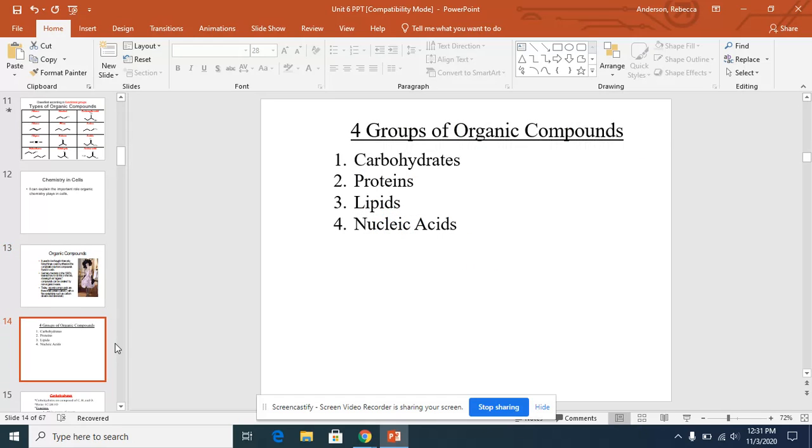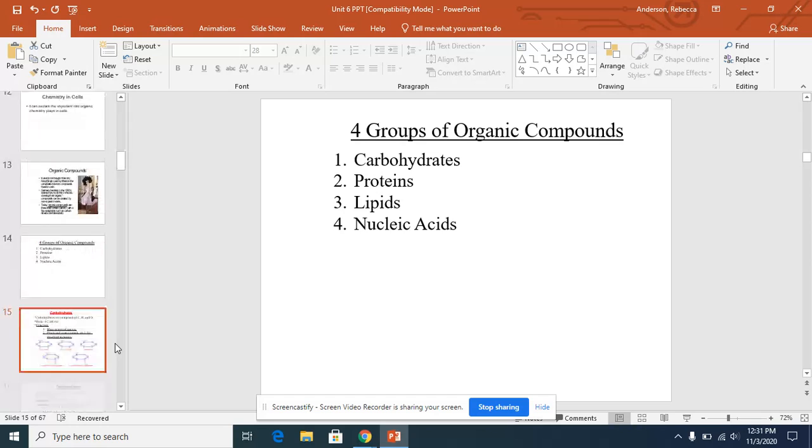So there are four groups of organic compounds, and we are going to go through each of these four and talk about what it's made up of. And yes, they are all made up of carbons and other things. Their function in our body, and some examples of each. So there's carbohydrates, proteins, lipids, and nucleic acids.